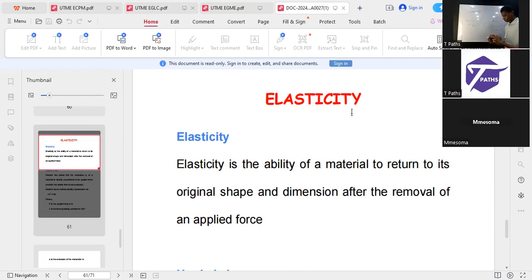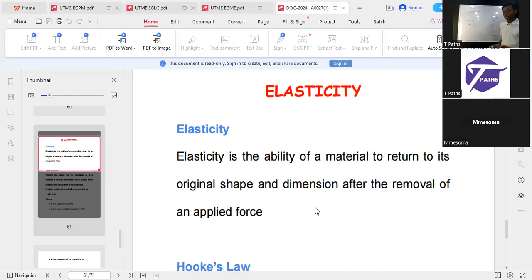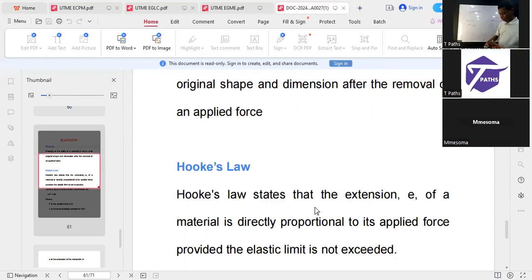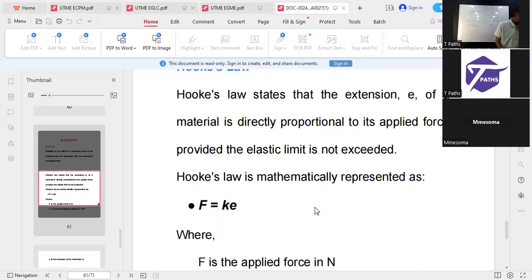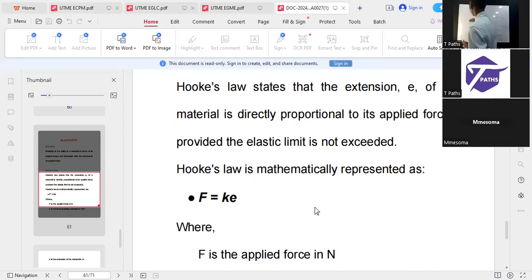All right. So now, under elasticity, we are going to be doing Hooke's law, and then elastic limits, yield points, and then maximum load and all of that. So we'll be taking it one after the other. So how does Hooke's law relate with elasticity? Hooke's law simply states that the extension E of a material is directly proportional to its applied force, provided the elastic limit is not exceeded. So now Hooke's law is mathematically represented as follows.